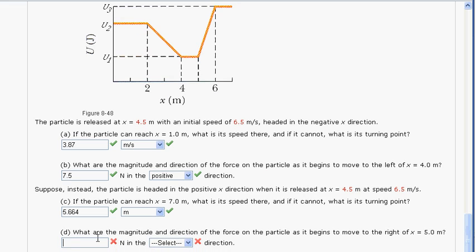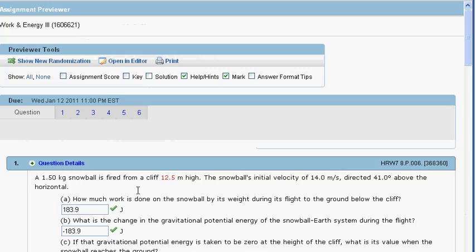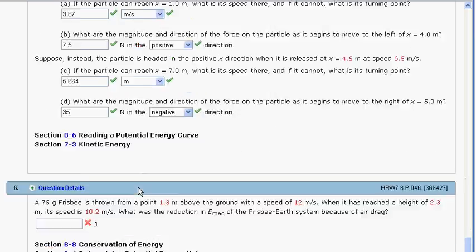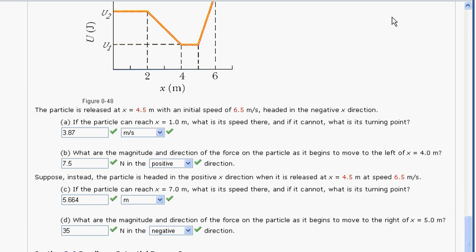Let's hope I got this right. 35 negative, and almost out of time, so hopefully this is correct. And hooray, I got it. Okay, problem 6 coming up.